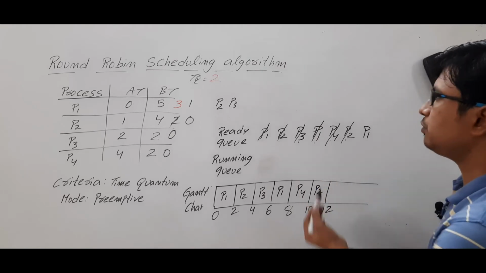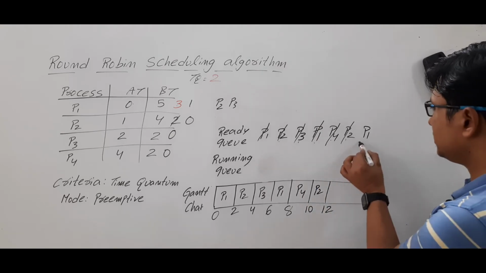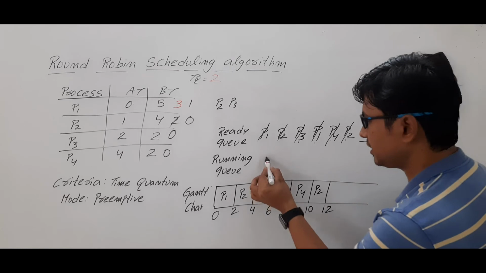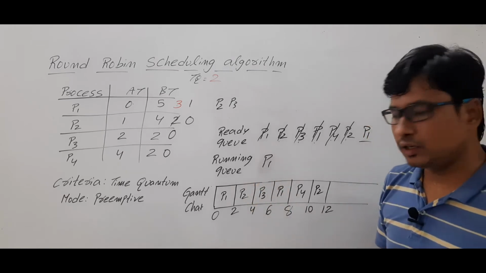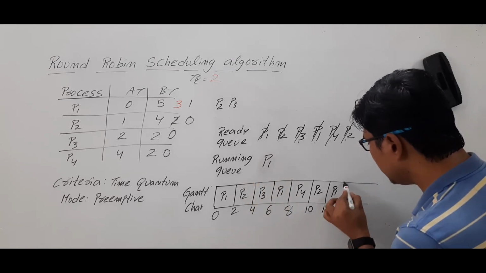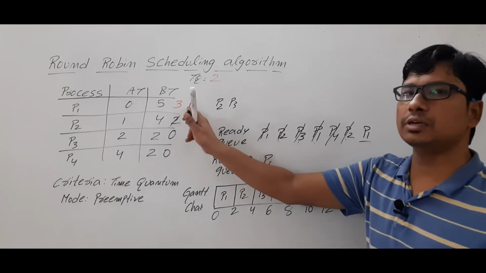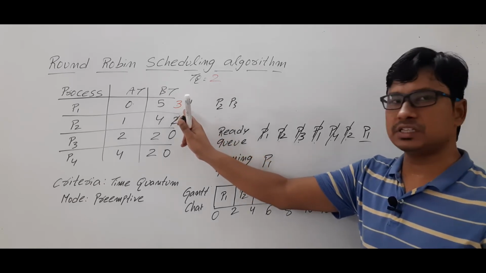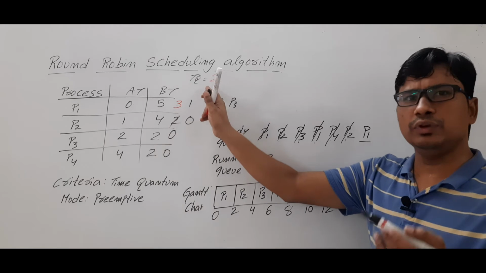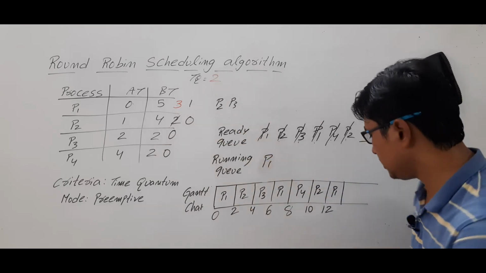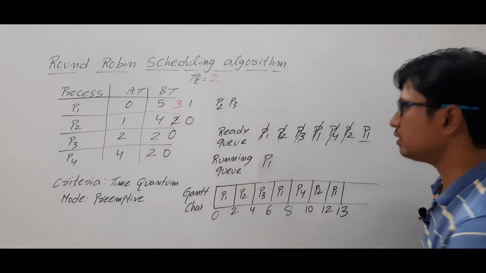Now processor P1 has been left, which is in the ready queue. We will bring it into the running queue. We will execute it for only 1 unit of time because its burst time is only 1 unit. If its burst time is only 1 unit, why should we run it for 2 units of time? Is it clear? So we will run it for only 1 unit of time.